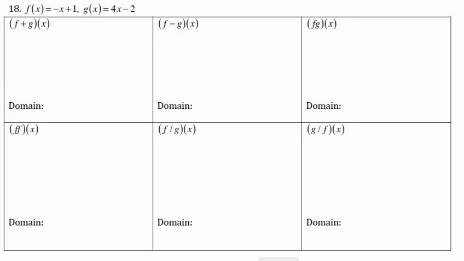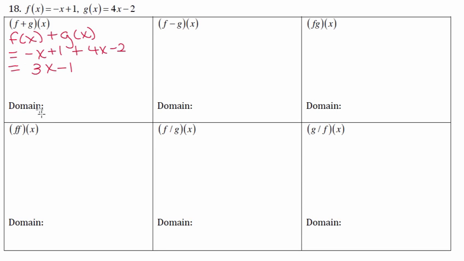For number 18, we are going to start with f plus g of x, which can be written as f of x plus g of x. And my f of x function is negative x plus 1. I'm going to add that to my g of x function, which is 4x minus 2. And then I'm going to combine like terms to get 3x minus 1.